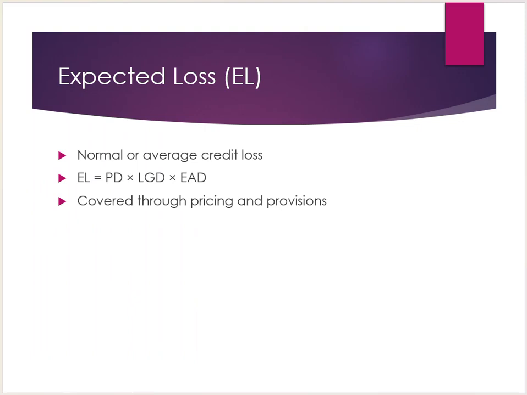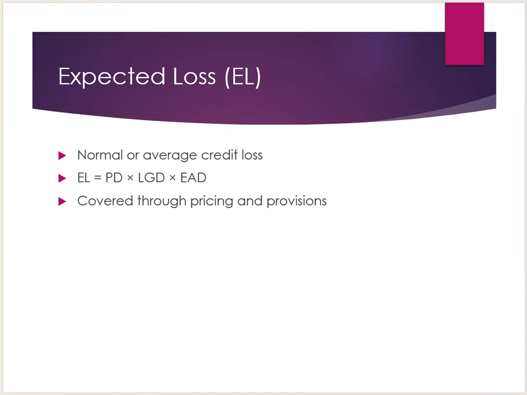So let's discuss that. It is the normal, average credit loss incurred by the bank. As I already told you, it is the product of the probability of default, loss given default, and exposure at default, and it is covered through pricing and provisioning. So accordingly, the bank will charge you in the form of interest rate, since they have different rates, and will cover the expected loss from that.